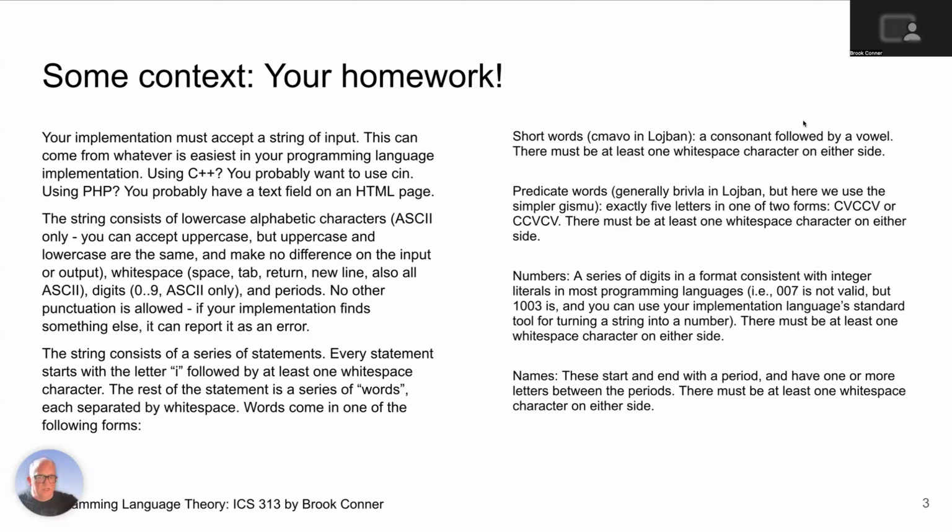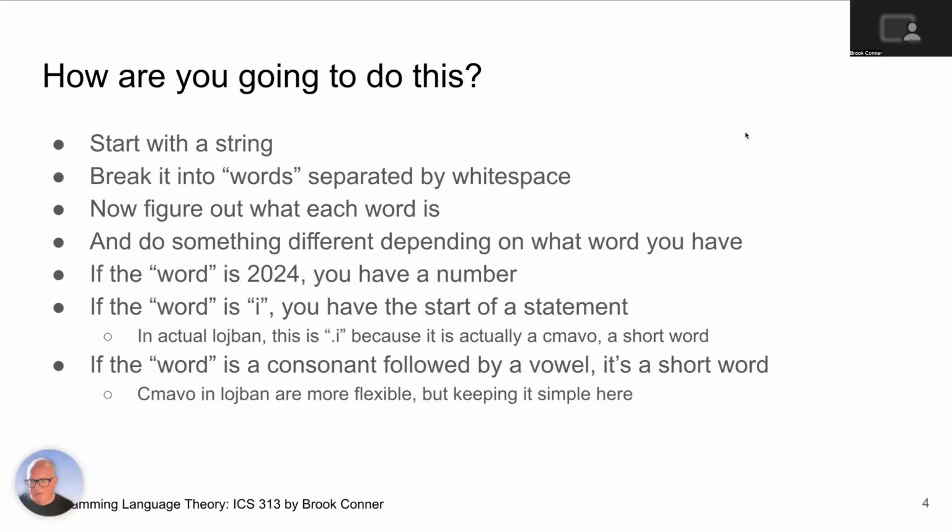The last category of possible words is names. These are at least 3 characters long, and the first character and the last character must be periods. Every other character in the string must be a letter. So it could be a period followed by a letter followed by a period. It can be a period followed by any number of letters followed by a period, letters, not other periods, in between the 2 periods. And again, there has to be white space on either side.